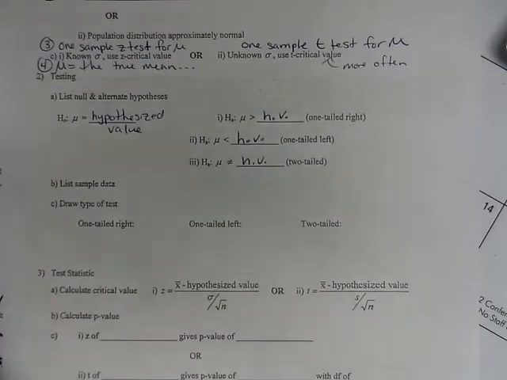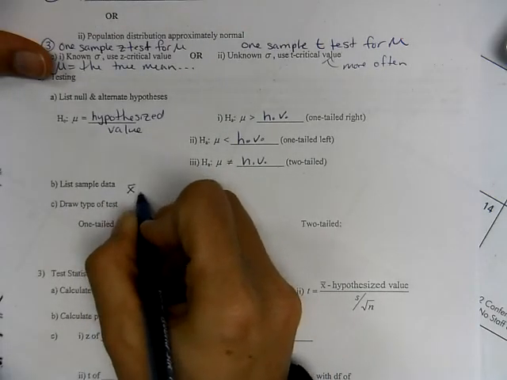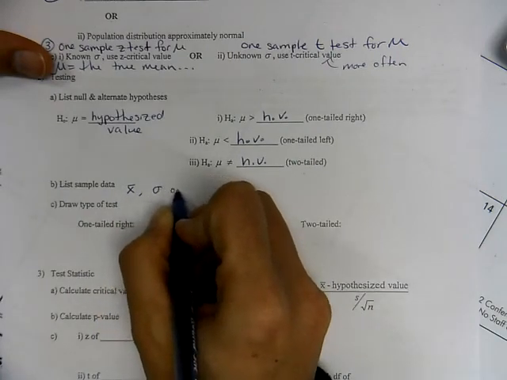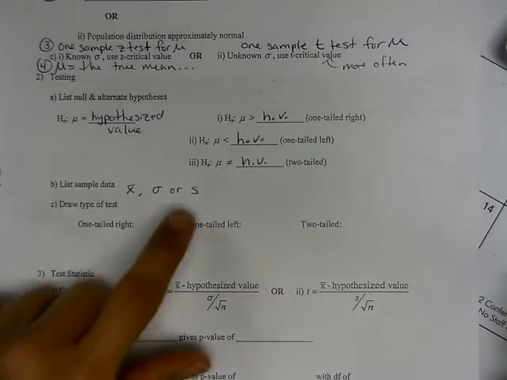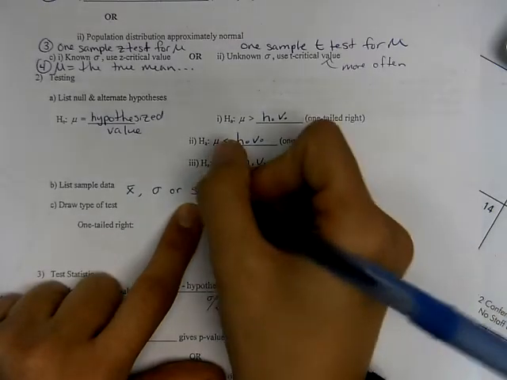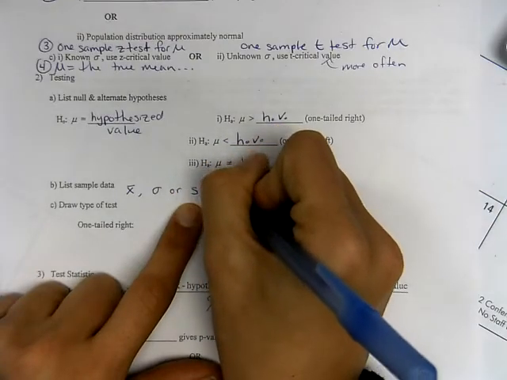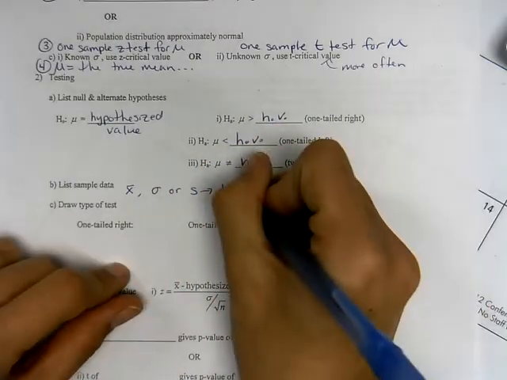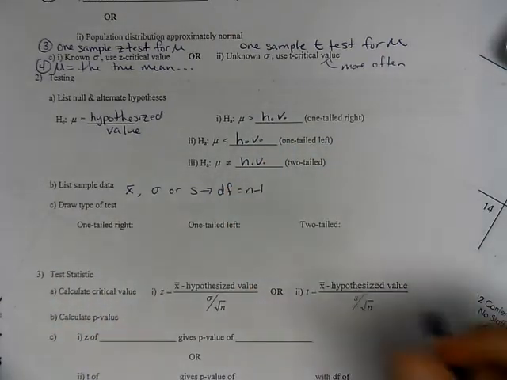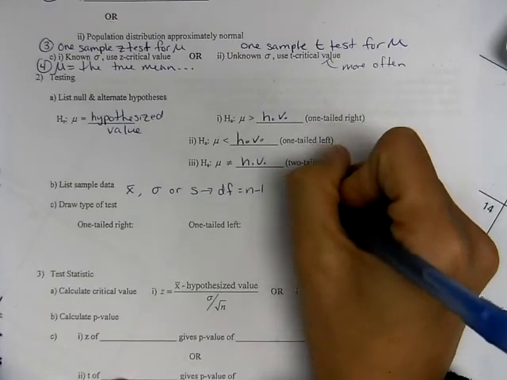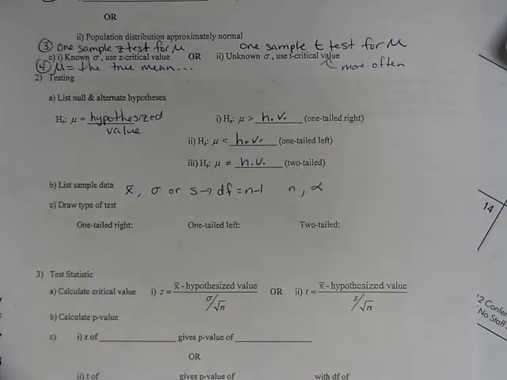When you list your data, you got to give me a few things. You got to give me x bar. You have to give me sigma or s, either the population standard deviation or the sample standard deviation. Now, if you give me s, along with s, I need to see degrees of freedom, which again is always n minus 1. And then n and the alpha value. Alpha, really, you just have to list if it's given to you.